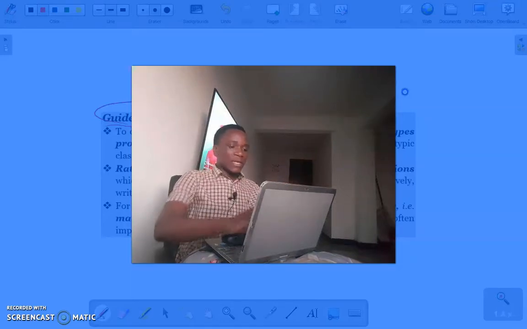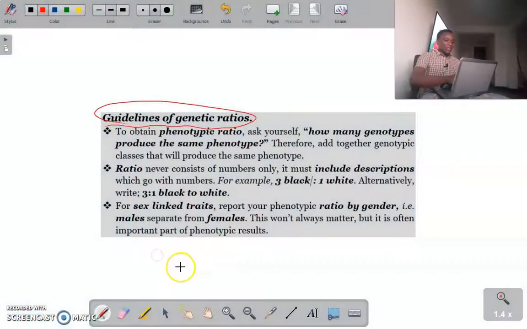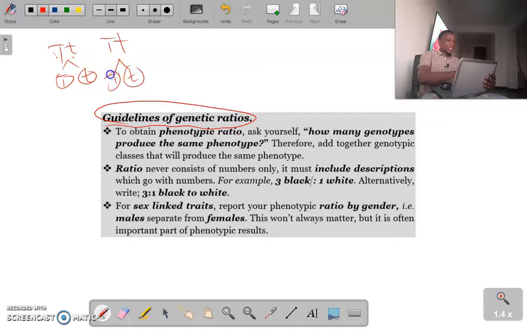So simply, let me have this crossing. Let's say we have this type of cross. I'm just taking a simple example here. So this will form gametes as usual. Now these are the gametes. They are encircled. So we have got the gametes. Now after having those gametes, next is fertilization.